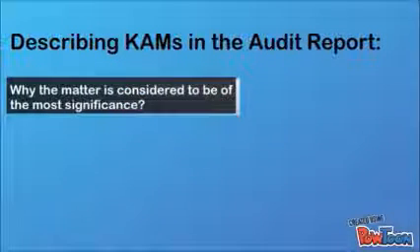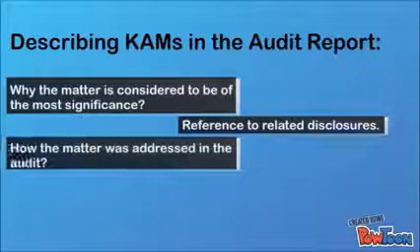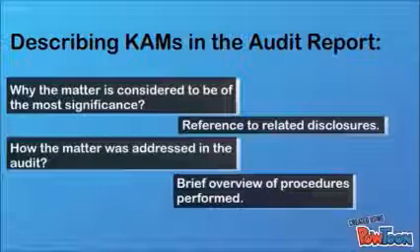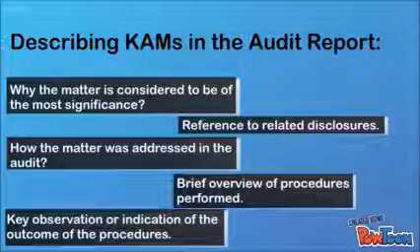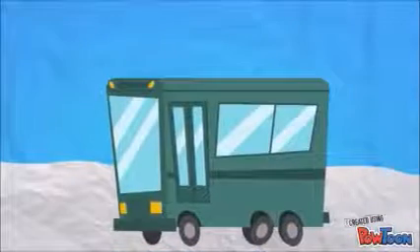Describing key audit matters in the audit report. Why the matter is considered to be of the most significance. Reference to related disclosures. How the matter was addressed in the audit. Brief overview of procedures performed. Key observation or indication of the outcome of the procedures.